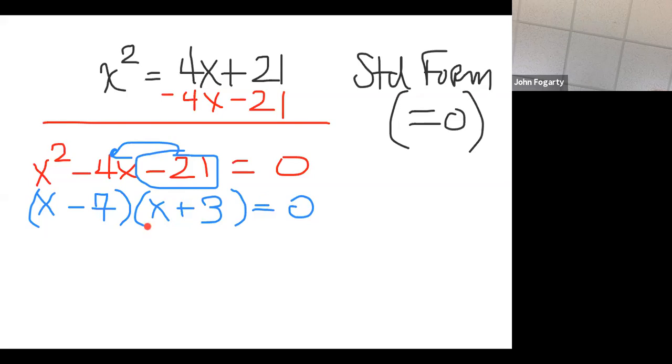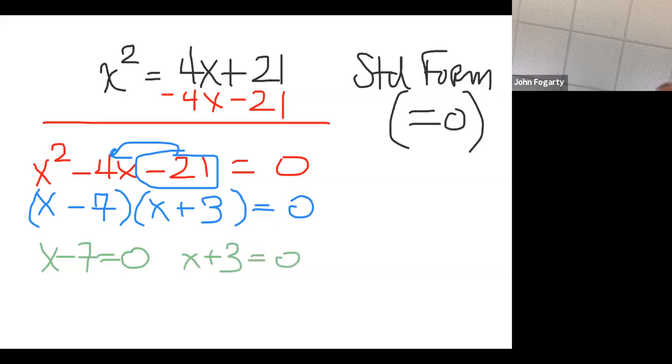If you multiply two numbers together and get 0, what do you know? One of those numbers is equal to 0. So you got to find out what number or numbers would make either one 0. So what you do is you simply take each factor and let each factor equal 0.